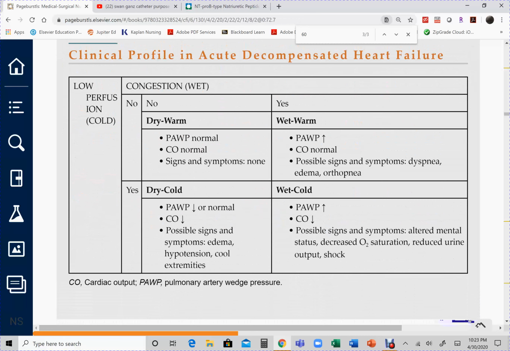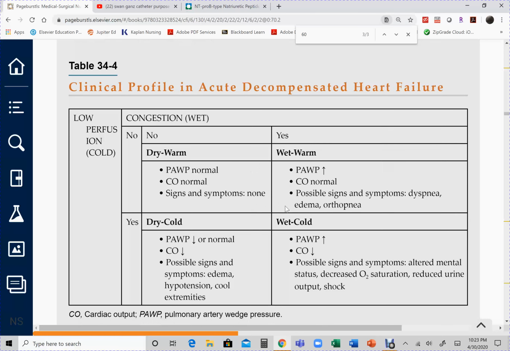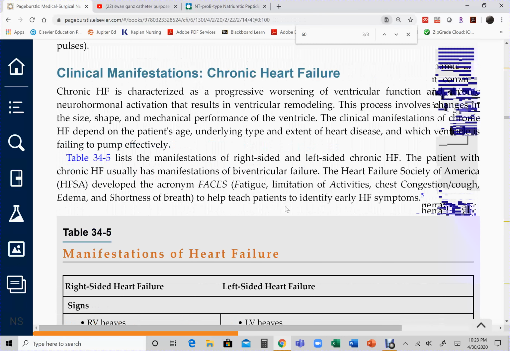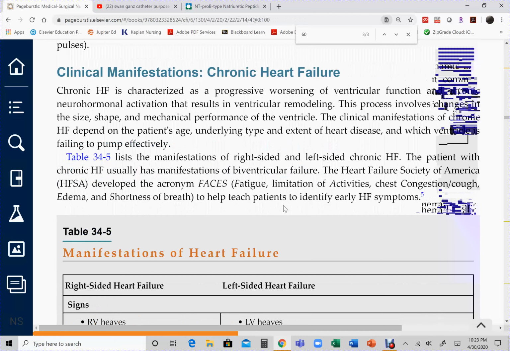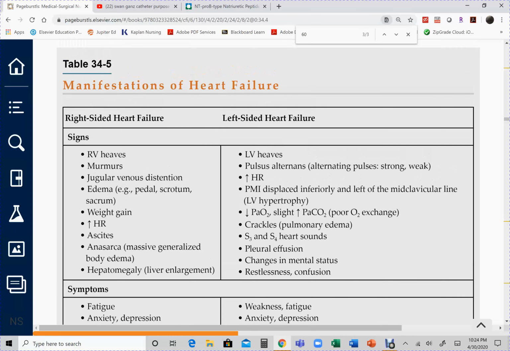I will not test this table. This one talks about wet and wet warm. It's not really necessary. Let's go now to chronic heart failure. So when we discuss signs and symptoms of chronic heart failure, in acute decompensated heart failure, you'll see these all appear at the same time, causing considerable distress on the patient.